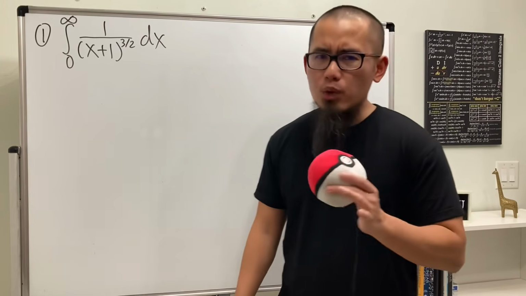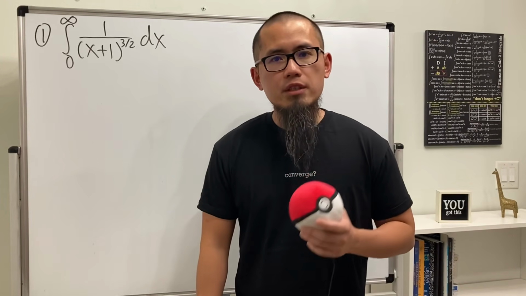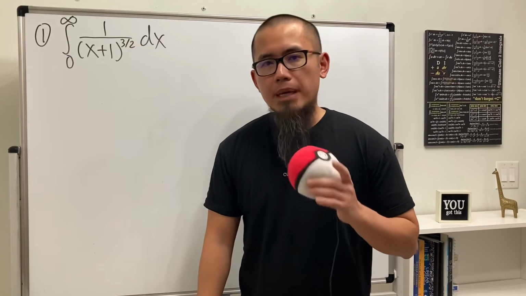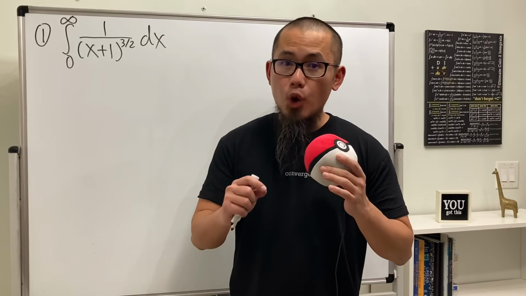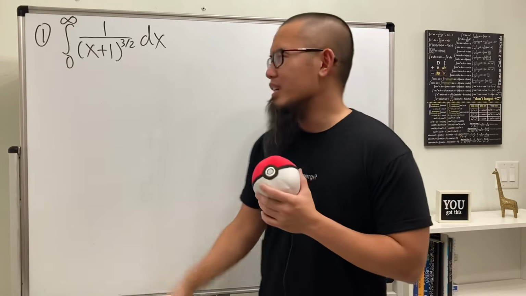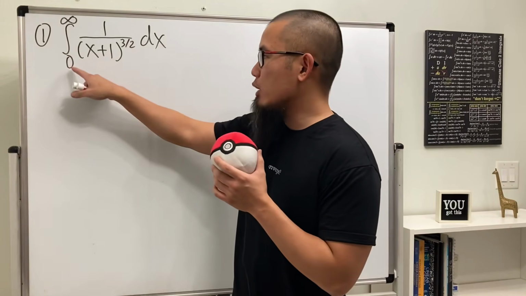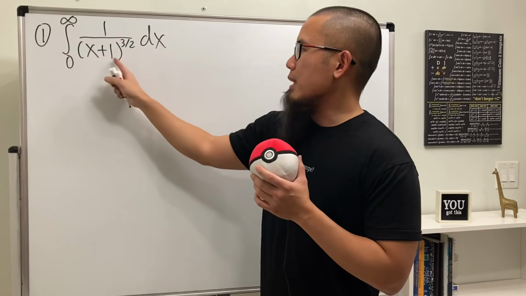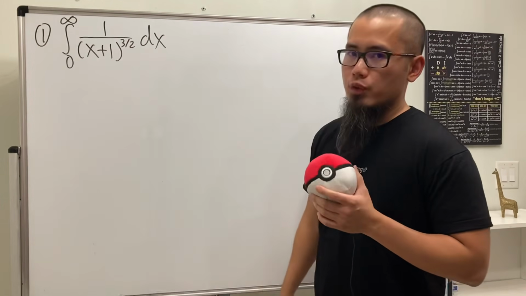Improper integrals. How do we do improper integrals? Well, in this video, I will give you guys 8 examples of the type 1 improper integrals. And by type 1, we mean to integrate over an infinite interval, such as this. For the first one, we have the integral going from 0 to infinity, and then we have 1 over (x plus 1) raised to the 3 over 2 power.